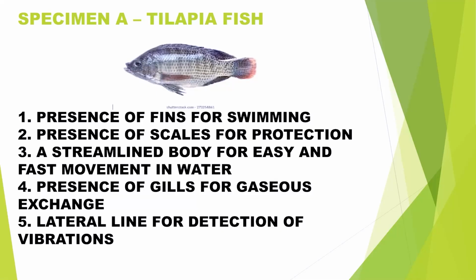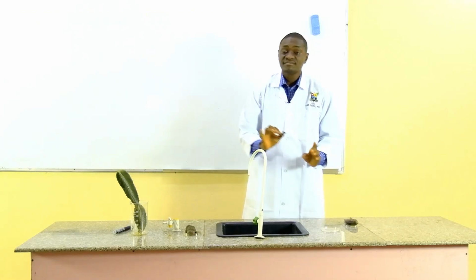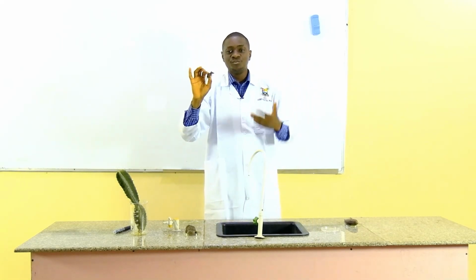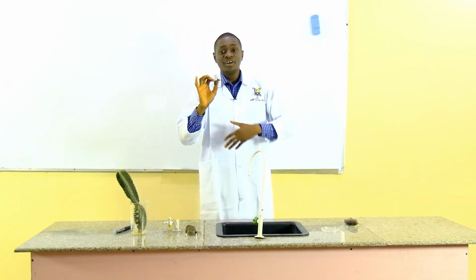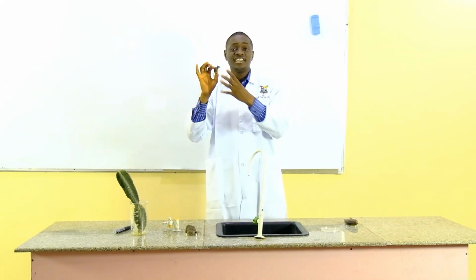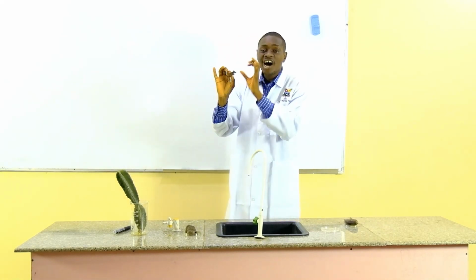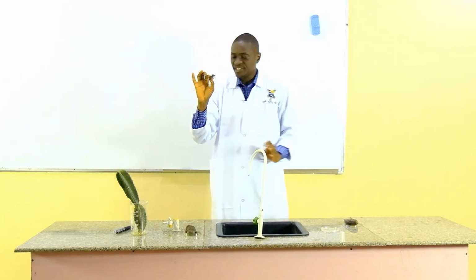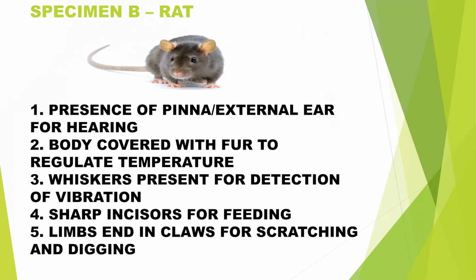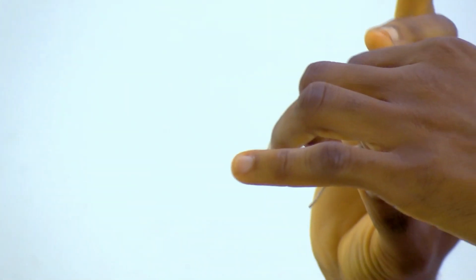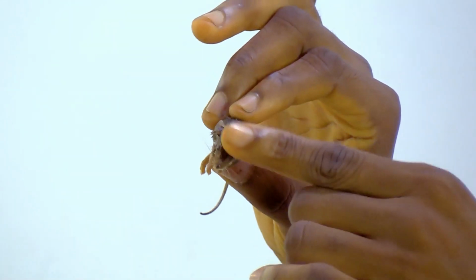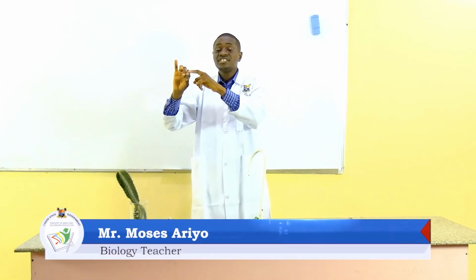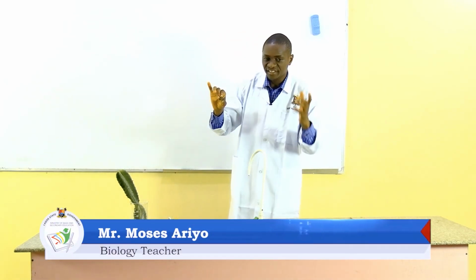Now, let's move to our second specimen, which is a rat. From the previous class, you must have been told the kingdom and the phylum and the class to which a rat belongs. So, how does a rat adapt itself to be able to live successfully in its habitat? Number 1, it has external ears, which are called pinna. Why does it have that? It possesses this to be able to hear.